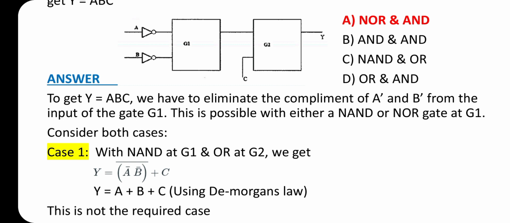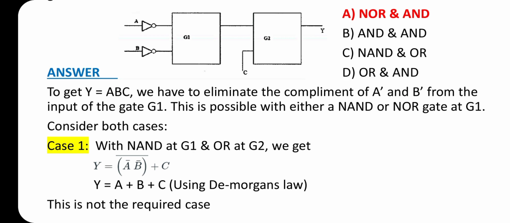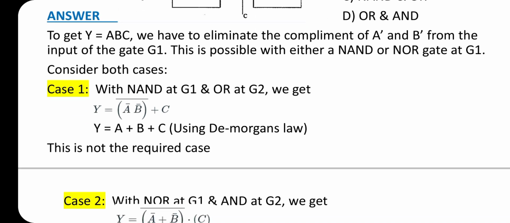Consider both cases. Case 1. With NAND gate at G1 and OR gate at G2, we get y equal to (A bar B bar) whole bar plus C. By De Morgan's law, we get y equal to A plus B plus C. This is not the required case.